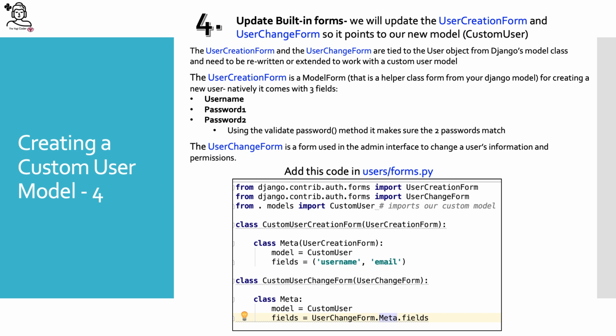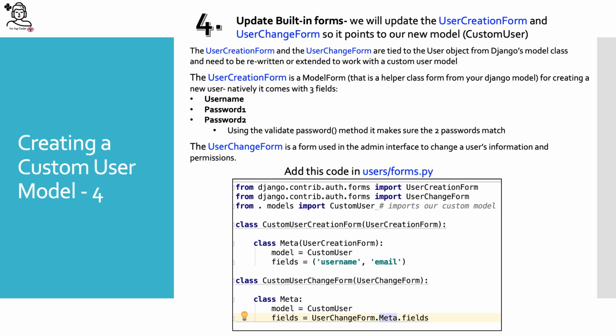Then CustomUserChangeForm. So the first one creates the user. The next one is the change. It inherits from the UserChangeForm, right? We inherited that. Class Meta, model equals CustomUser. And the fields here are UserChangeForm.Meta.fields.